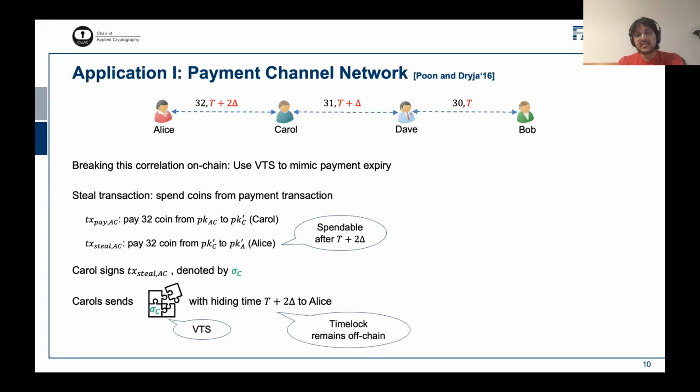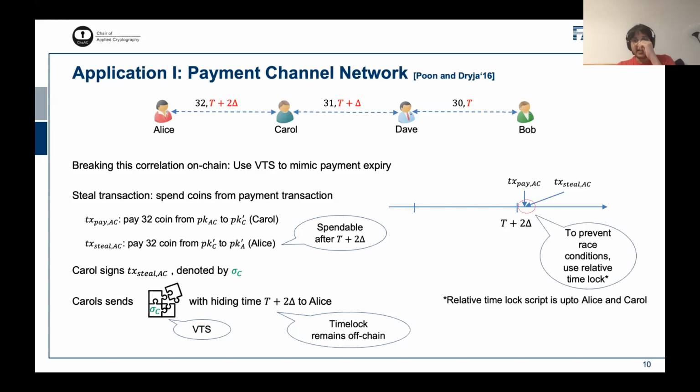So this means that the information that is t plus 2 delta, or the time lock information, is never available on chain. To see this pictorially, think of this as the timeline. If after time t plus 2 delta Carol posts this payment transaction, which she's not supposed to, Alice can immediately post the steal transaction, because by now Alice has force opened the VTS and knows the signature sigma c, and can immediately steal back.